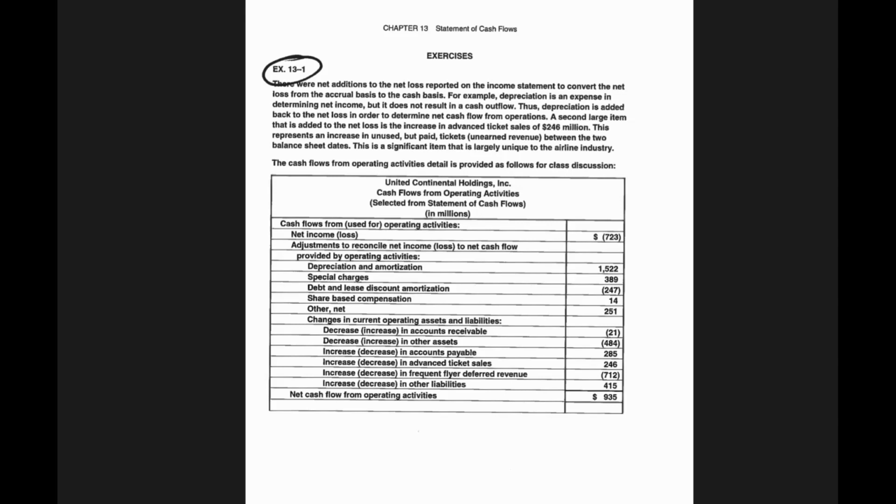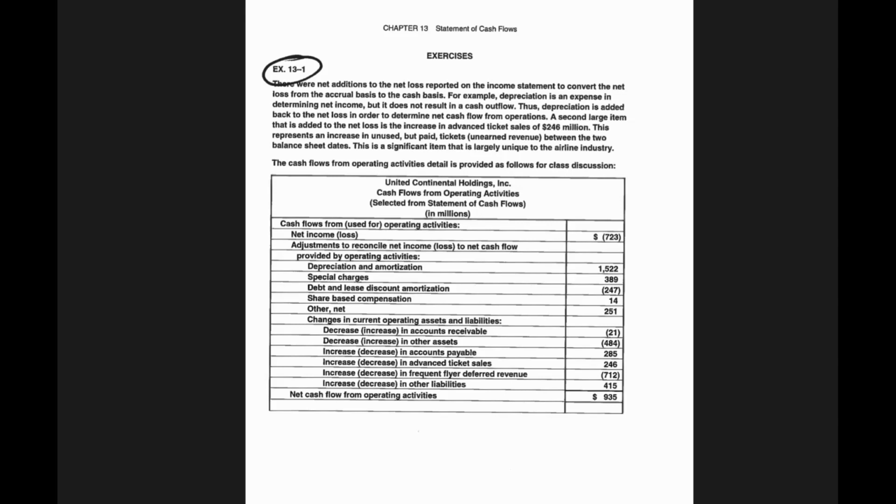99.9% of the companies in the world use indirect anyway, so rather than confuse and make a difficult chapter even more challenging, we will only look at the indirect method. So certainly take the time and look at the big comprehensive problem at the end of the chapter, really taking the time to read it and understand it.